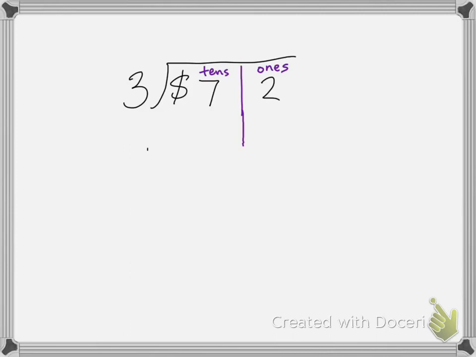In this problem, I have $72, and there are 3 children that are going to be sharing the money. Okay. We can put this line in the middle to help if you need to, but you don't have to put it there. You can just have the number 72. So remember, the first step is to divide. So I do 7 divided by 3. Well, 3 can go into 7 2 times.